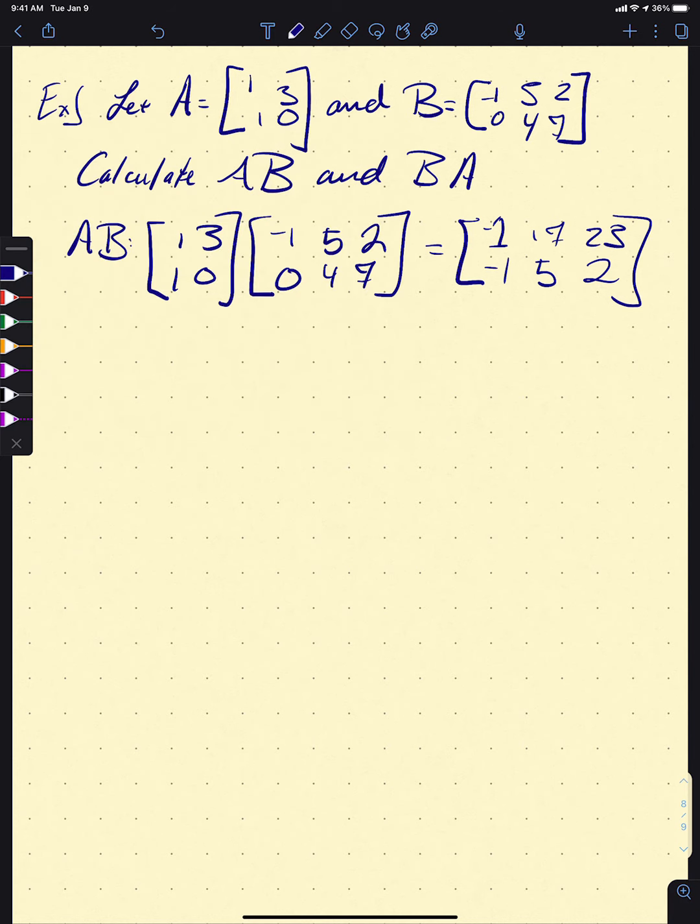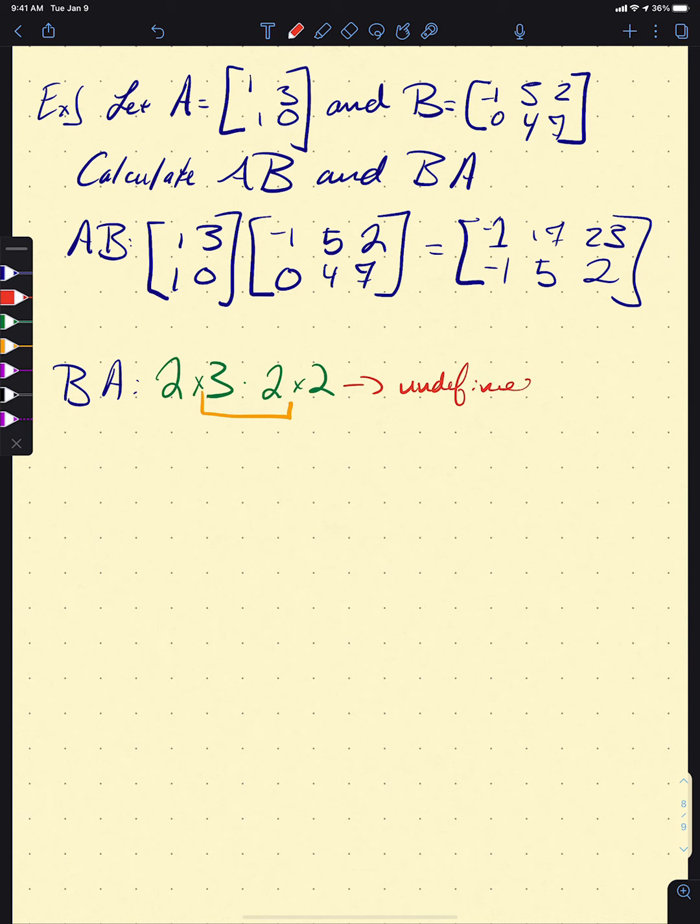What about going the other way? What is B times A? Well, here's what I want to draw your attention to. If this were possible, we'd have a 2 by 3 matrix times a 2 by 2 matrix. But remember that we said these two need to be the same. How would you take the inner product of the rows and columns of these matrices if that wasn't defined? So, unfortunately, that means that this is undefined.